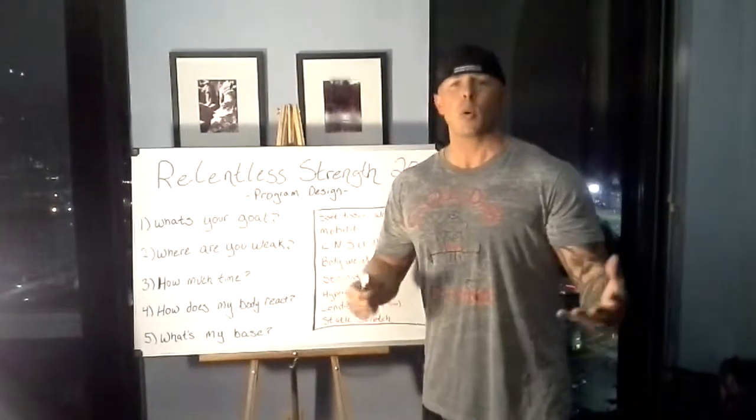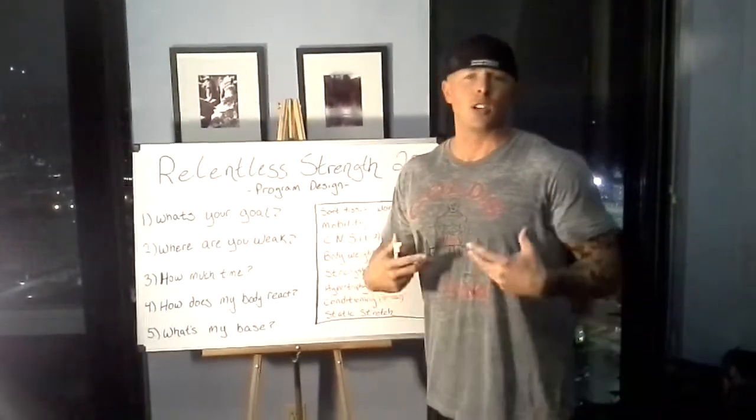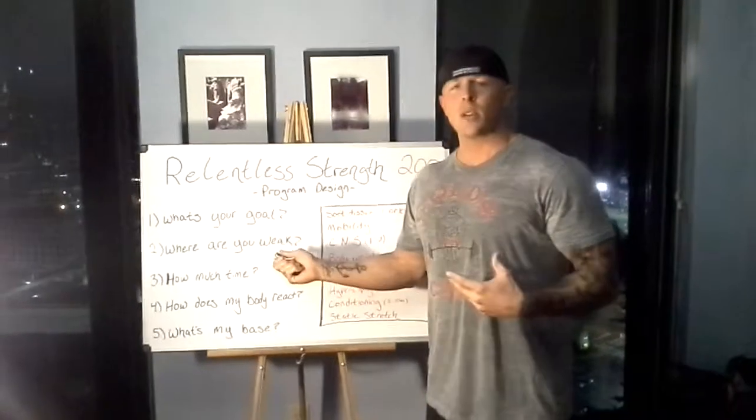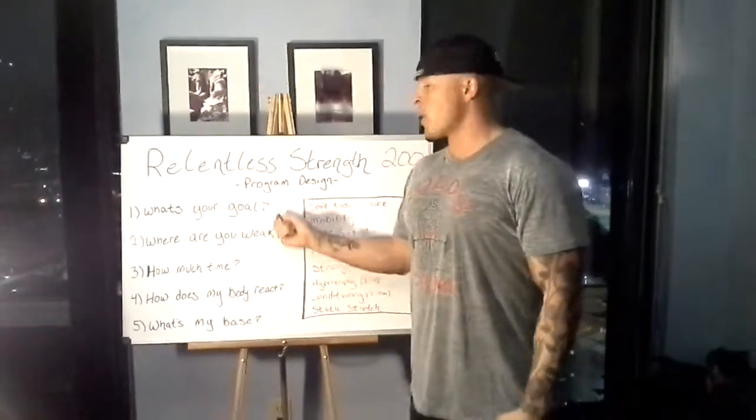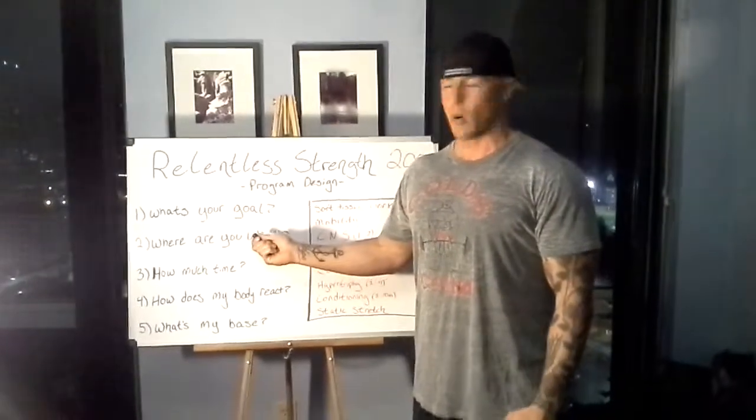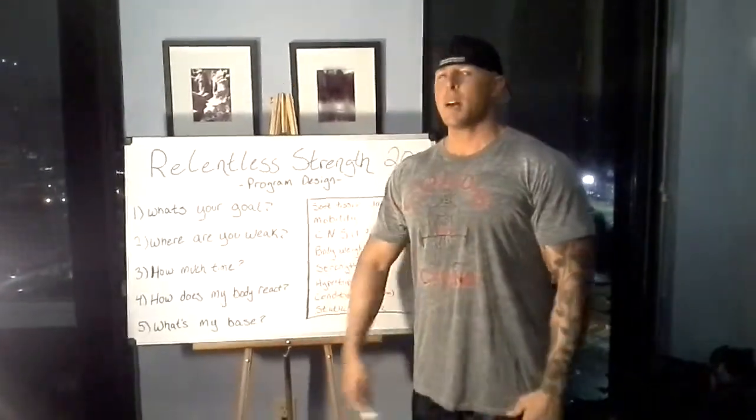Number 2, where are you weak? Super important. Most people are weak in their hamstrings and their glutes and in the core. We want to make sure that we write those out because those might be some injuries that we have. We want to be able to get stronger on those, so we want to make sure our program also covers our weak points.